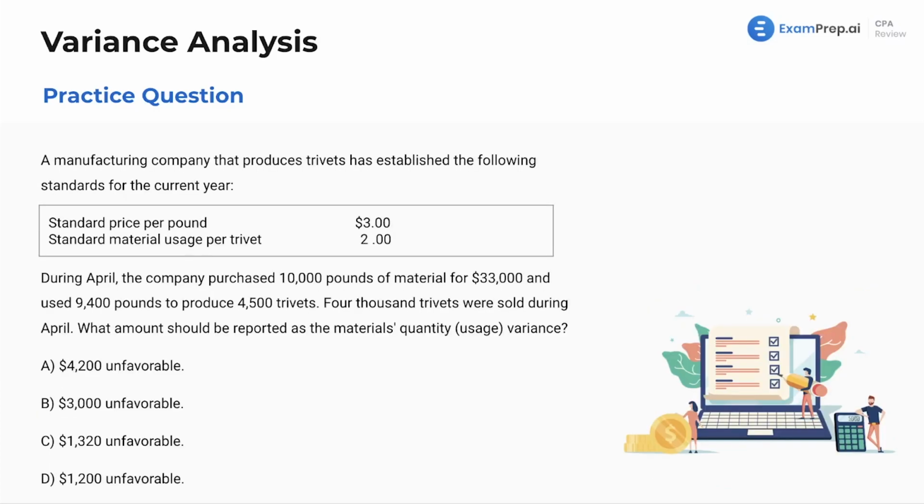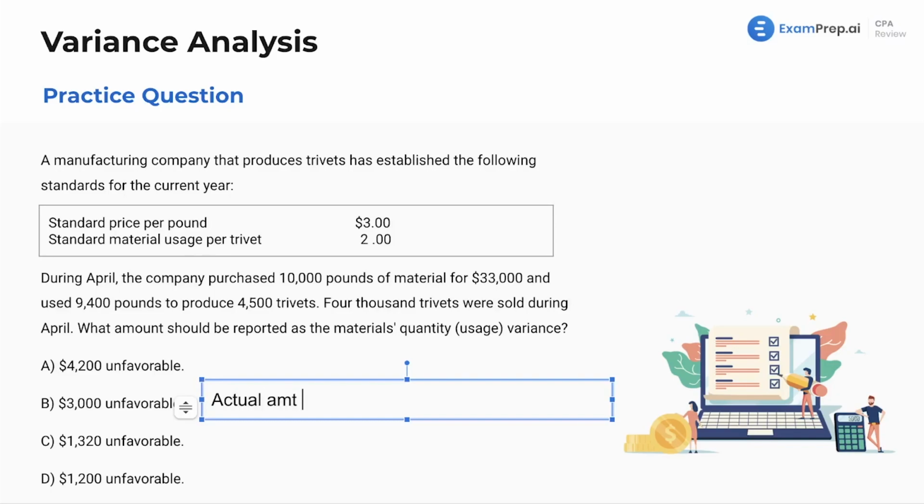All right, 2 more questions for you. What should be reported as the material quantity usage variance? Good question. Well, this is going to be actual amount minus standard amount. Put that in parentheses and then times our rate. And what rate? It's going to be standard rate. We're dealing with materials, so standard price per pound, and we're dealing with pounds. Cool. Identify those right away.